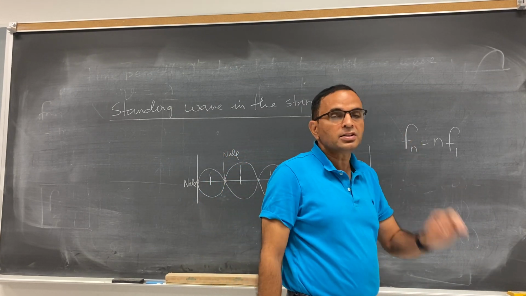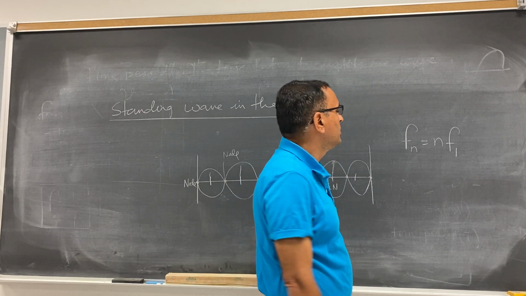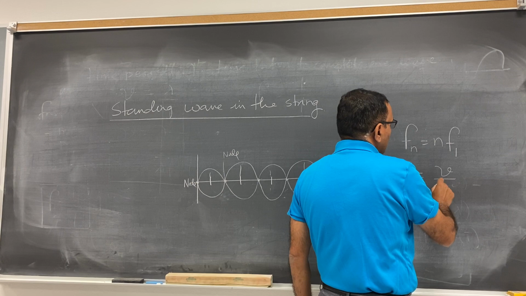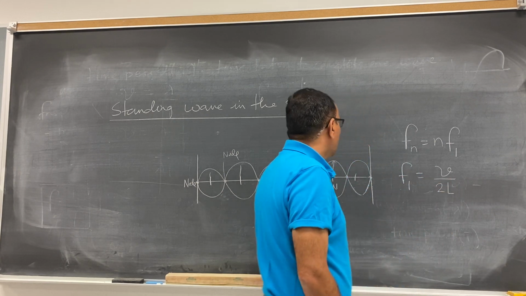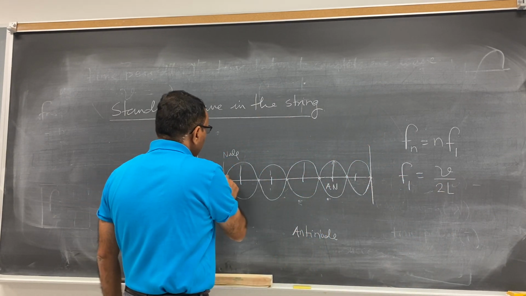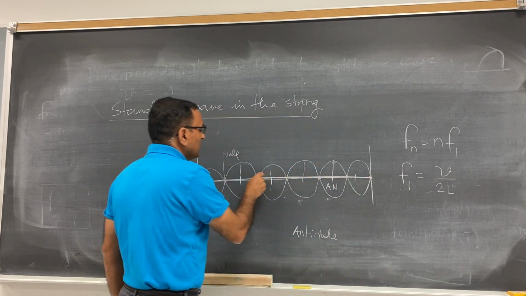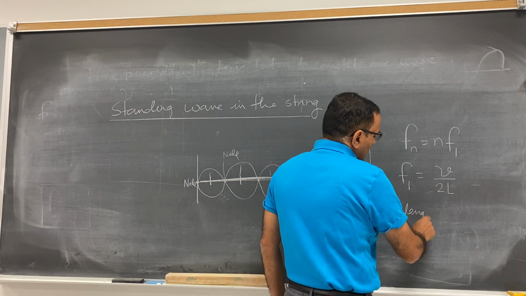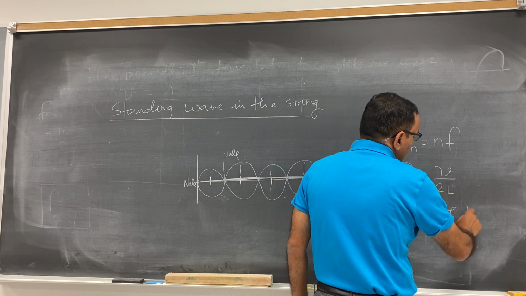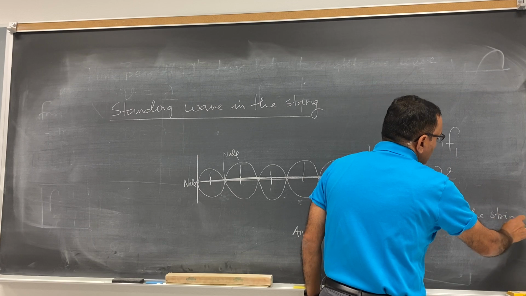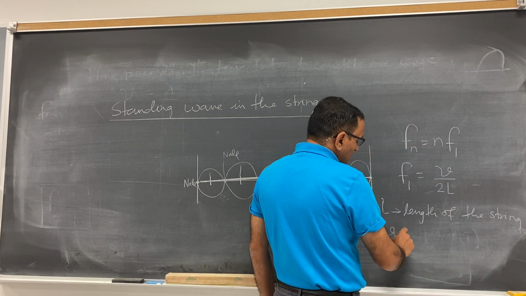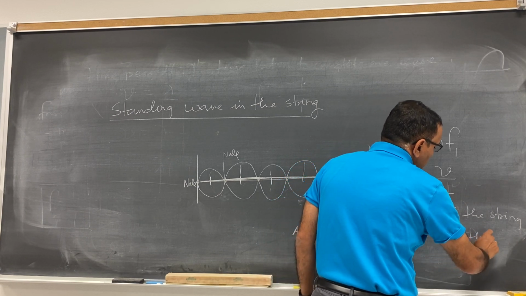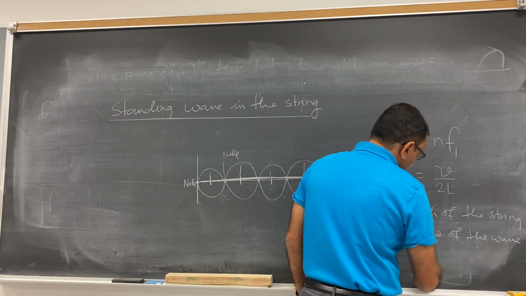F1 is the very first mode. We call that the fundamental mode, which is F1 equal to V divided by 2L. This is the formula. What is L? L is this length, the length of the string. And V is the speed of the wave in the string.